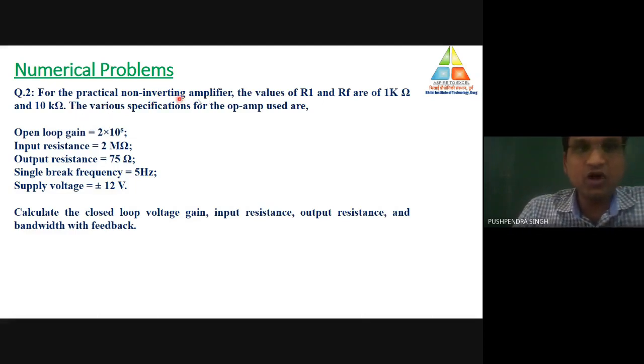So here for practical non-inverting amplifier, the values of R1 and RF are given as 1 and 10 kilo ohm. Open loop gain, input resistance, output resistance, single break frequency, and supply voltage. These parameters are also given. And the parameters which we need to calculate are the same as the previous question: closed loop voltage gain, input resistance, output resistance, and bandwidth with feedback. So as we have solved the problem in the last question, in the same way we are going to give the solution of this particular problem.